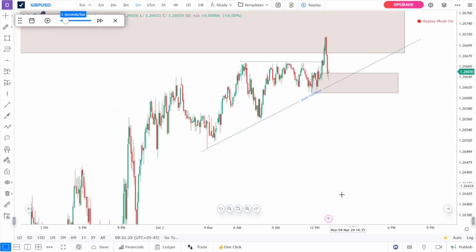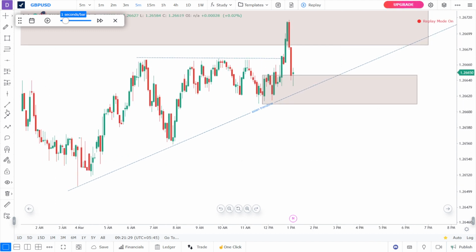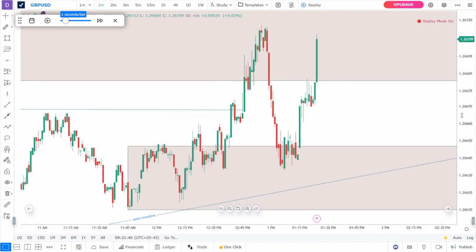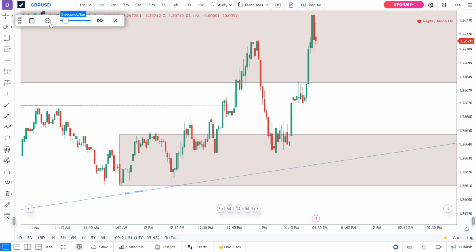Short, or I mean long. You could have done it like this: you could have waited for the price to take this zone out first, then taken the long. So let me play it forward. Okay, the price didn't, the price went up. So I don't think there was any kind of long entry on the 5 minute. On the other one also there was no long entry. So the price went up.